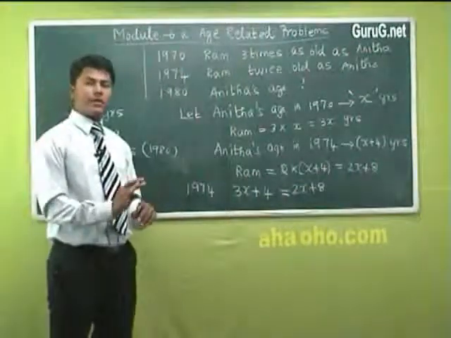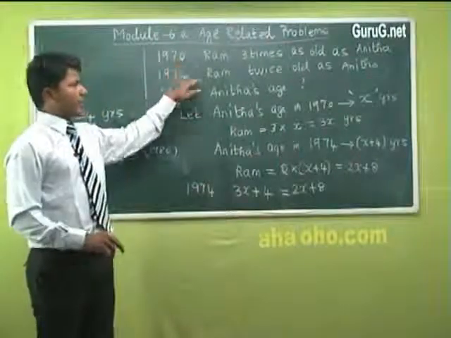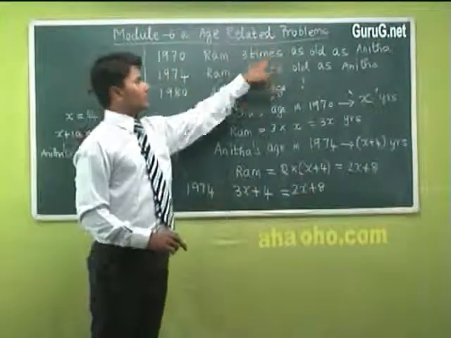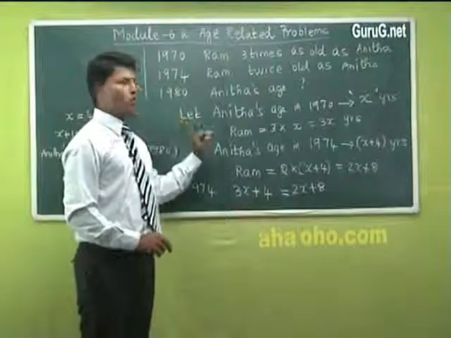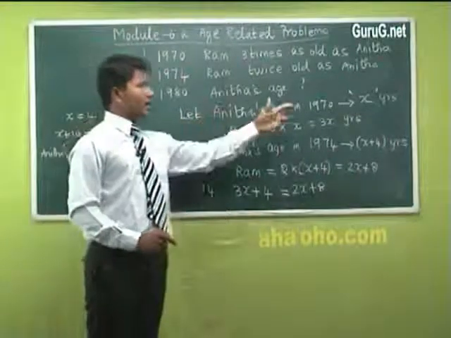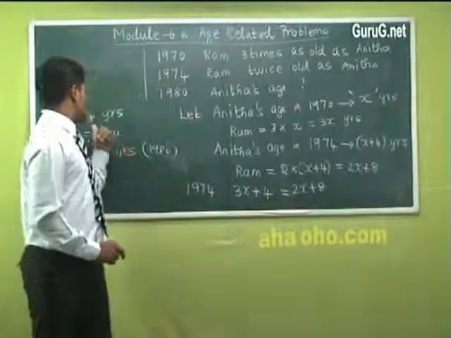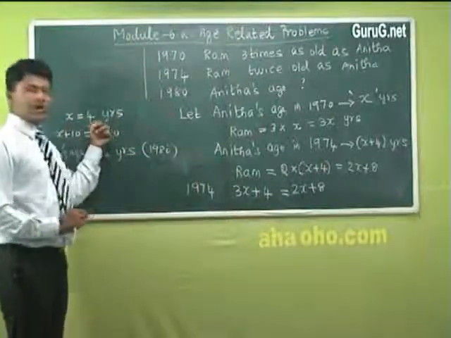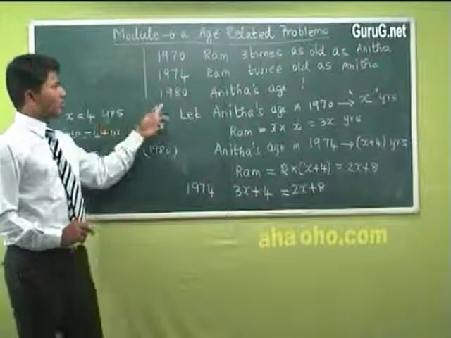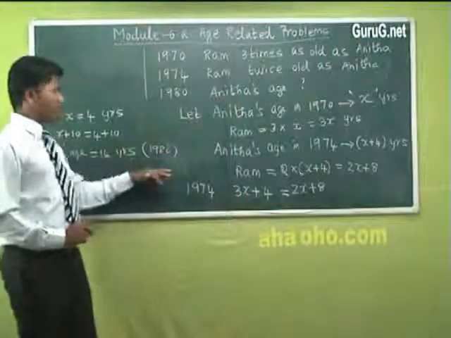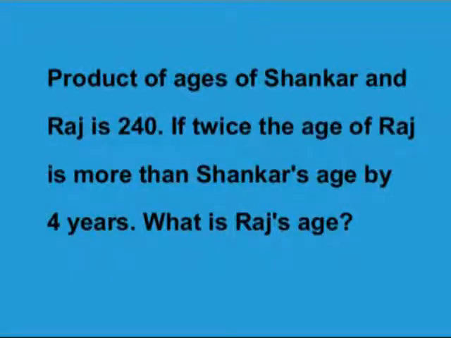So this is a typical age related problem. Write down the data, find out the operational word, let the unknown quantity at the earliest year be x years, proceed, equate, find the equation, find the value of x. But this is not your answer. Check it out with what is required, and find the final answer.